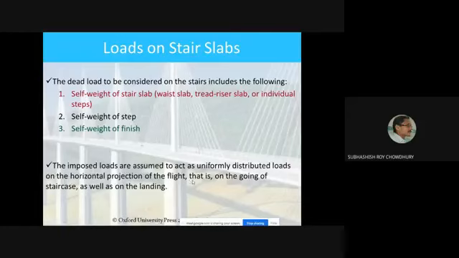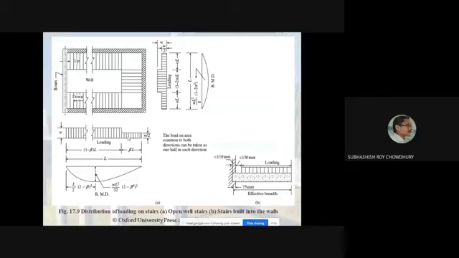Okay, that means on the going part of the staircase as well as on the landing. You will see that over the landing it is automatically a straight part, so there will be some uniformly distributed load. And in the going part also, we will consider the horizontal projection of the waist slab. That is called the going. And over the going, we will consider the UDL is acting.